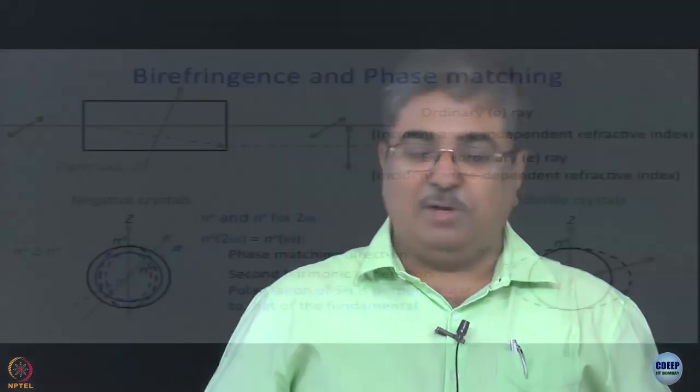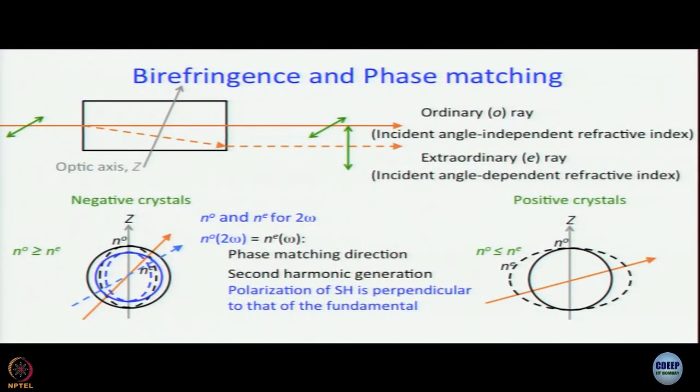Polarization of second harmonic light is perpendicular to that of the fundamental. So far so good, everything is looking nice. Concluding comment for today is this. Nowadays, at least for commercial setups, everybody uses crystals with a single optic axis, uniaxial crystals. There are crystals which are multiaxial.